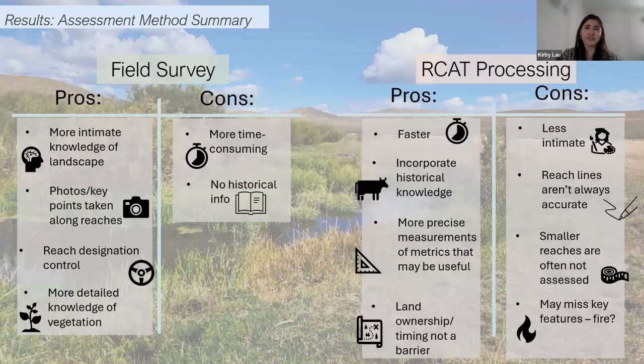RCAT processing of reaches takes about half the time of field surveys and incorporates historical knowledge of each reach, something that our field surveys don't. And it also includes many other interesting metrics in its output that could be used for analyses, as well as land ownership. And I'll note that time of year is not actually a barrier to getting data, which is pretty great. However, it's also less personal, so it's less detailed information, including less detailed vegetation information. It may have inaccurate reaches, or it might skip smaller reaches. Plus, it might miss key features that impact ratings, such as fires.